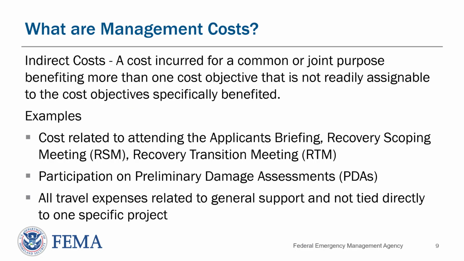Sometimes work that an applicant does applies to more than one specific project because FEMA pays out based on projects. That was that projects and subawards definition we went over. So things like the applicant briefing, your recovery scoping meeting, and your recovery transition meeting are all multiple project events. Same with your PDAs, your preliminary damage assessments. Those even happen before you have the disaster declaration.